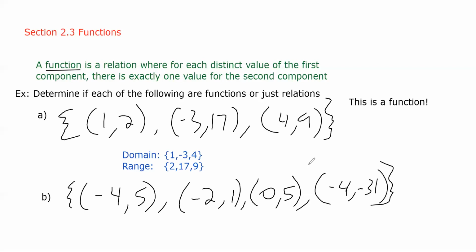And it's like, whoa, hold on there, partner. You're trying to map negative 4, this x value, to two different y values. You're trying to map it to both 5 and negative 31. Now, it's still a relation. A relation is just a set of ordered pairs, I suppose. But that fails to be a function because for every different x value, you have to only map to a single y value. So negative 4 tries to map to two different y values. That means this is not a function.